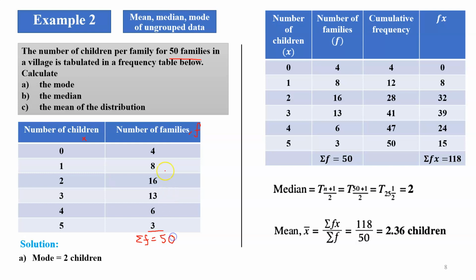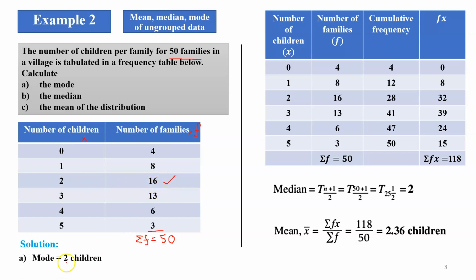How do I know 50? You need to sum up this thing, or this is clearly stated in the question, 50 families. So the first one, the mode: you need to figure out which one occurs the most often, yang paling kerap, or the highest frequency. Mana frequency yang paling tinggi? Is it 4? No. Is it 13? No. It is 16. Okay, 16 is the highest frequency.